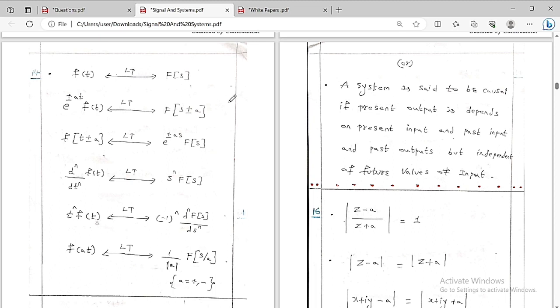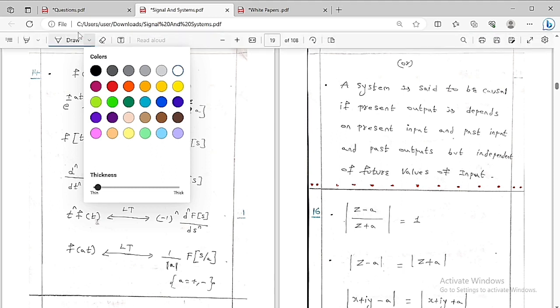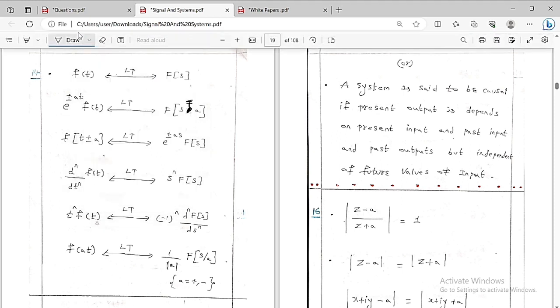Sorry, it is reversed here. It should be minus and plus. Small correction: minus and plus. So let me write again here. Just give me 2 seconds so that I can make things very simple. Let me drop this part and write it again so that we can easily understand the concepts.